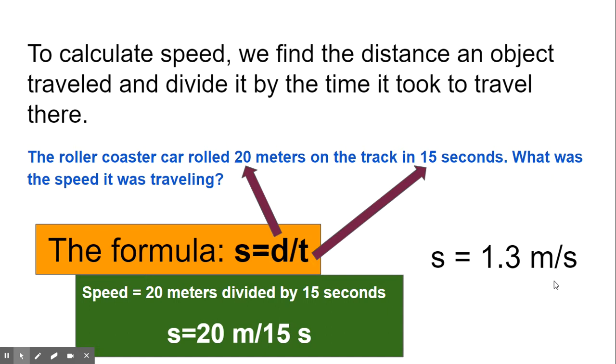So if you look at the first example here, there's a roller coaster car that rolled 20 meters on the track in 15 seconds. What was the speed it was traveling? Of course, you know that the formula is speed equals distance over time, which means that's 20 divided by 15. When we do that calculation, we get a speed of 1.3 meters per second.